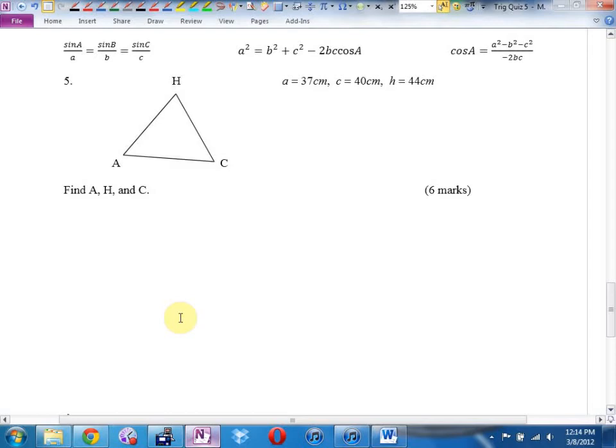Because what they gave me here, Emily, was 3 sides. Little a, they said, was 37, 40, 44. Joe, right angle? Is there a pair? Do I know a side and an angle across from it? Where? That's a side and an angle?